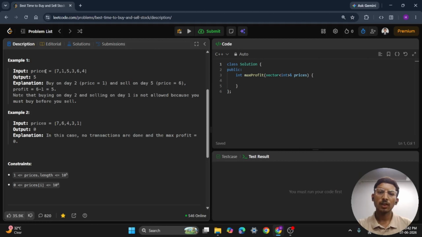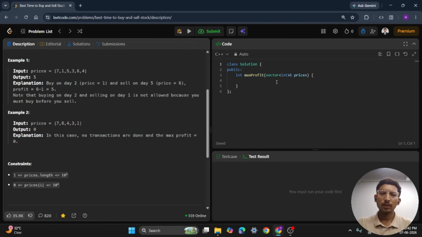So instead of checking every previous day again and again, we will simply keep track of the minimum price seen so far. Then for every day, calculate the profit using the minimum price. Update the maximum profit if needed. Update the minimum price if we find a smaller value. Then repeat for the entire array. Let's just code.